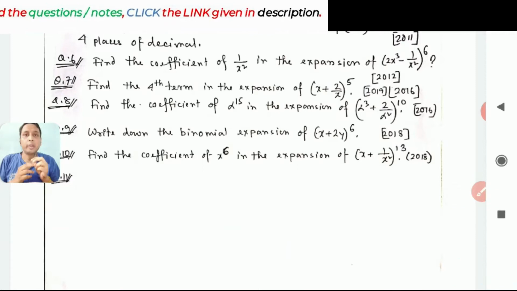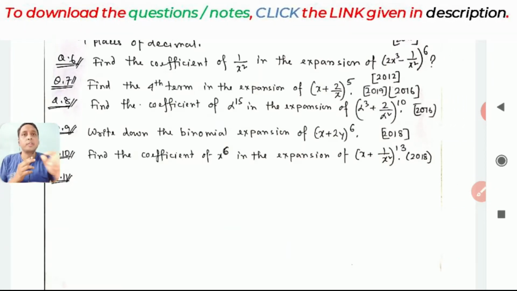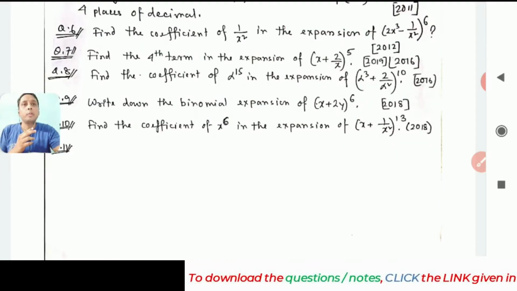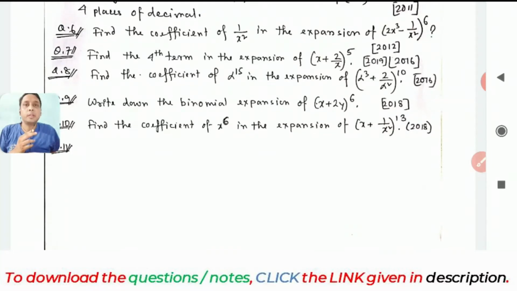Okay students, welcome to this new lecture of this basic level. Here we are solving Tripura University questions. So today I will be solving question numbers 6, 7, 8, 9 and 10. Okay, then let's try to solve these questions.